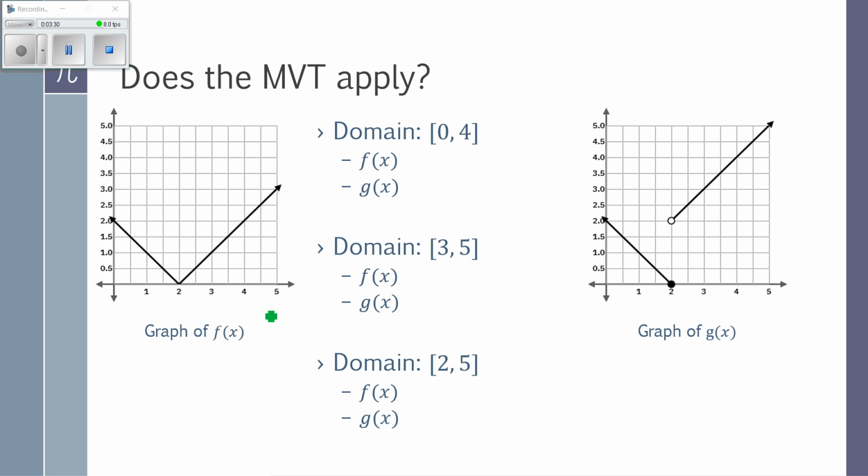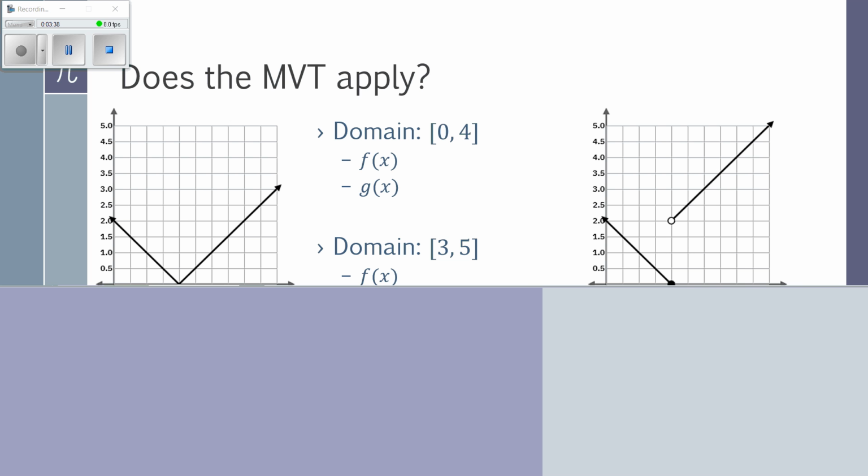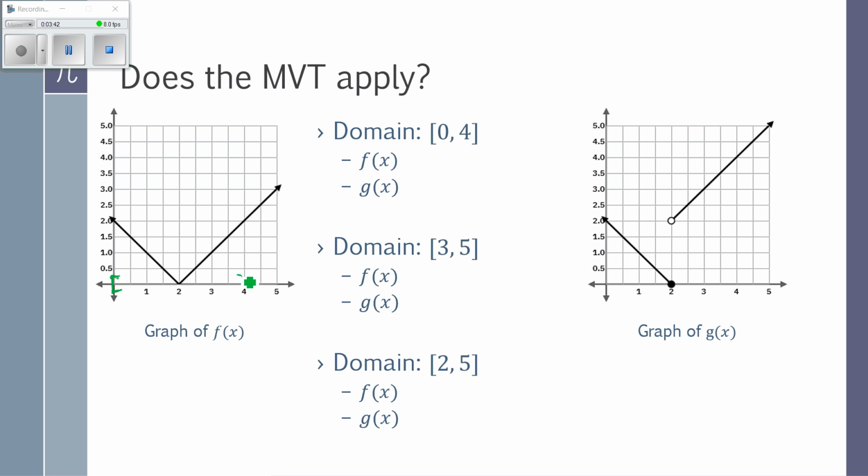So then just some quick examples to talk about, am I allowed to use the MVT? So I'm going to first run through a graph of f of x, which is just a nice absolute value function. And then I'll go through g of x. So if I look at the closed domain from 0 to 4, my function is continuous from 0 to 4, but it is not differentiable. So the MVT does not apply.